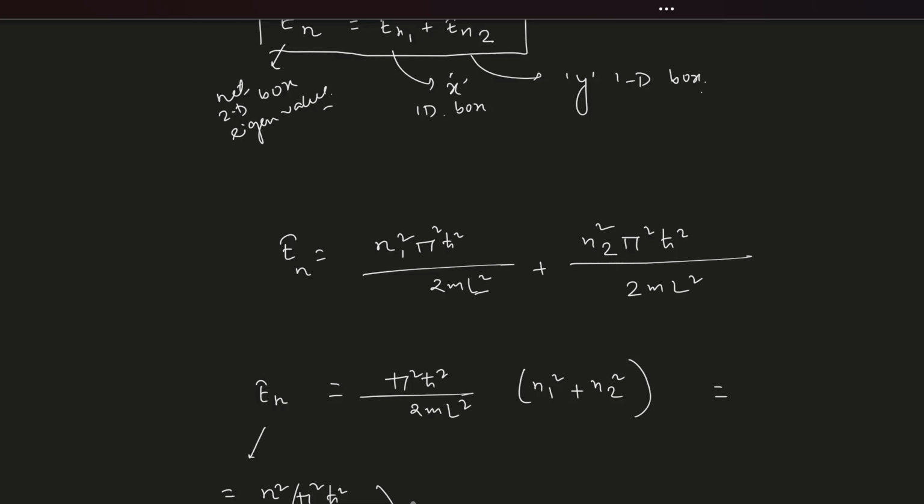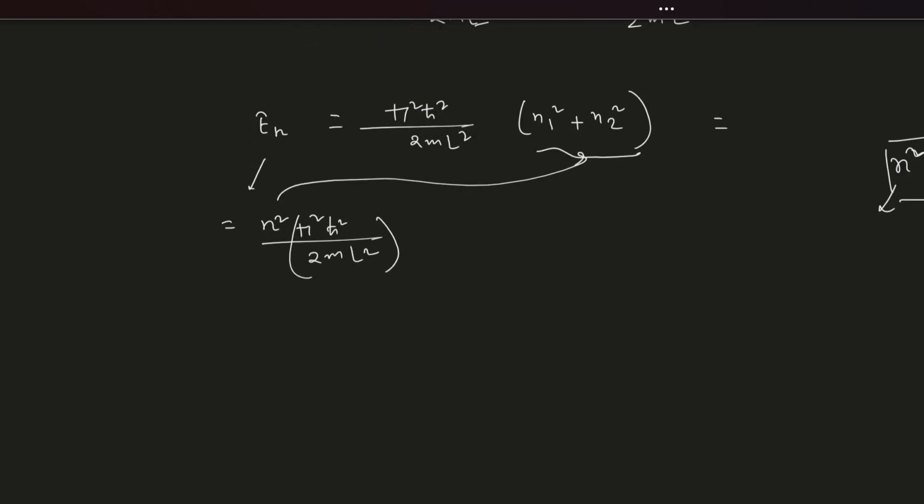So this is n squared pi squared h cut squared by 2m L squared. By comparing we see that n squared, the net quantum number to identify the energy levels of the particle in a 2D box, is a linear combination of the individual 1D box numbers squared. That means n squared equals n1 squared plus n2 squared. This is something that we'll be needing to use.